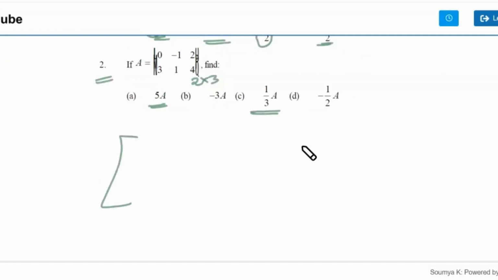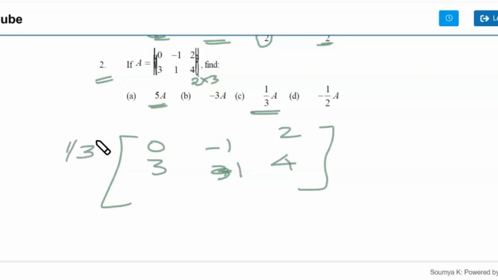So let the matrix be 0, 3, minus 1, 1, 2, and 4. Like this you can write. So it gets multiplied by the scalar 1 by 3. So every term should be multiplied by 1 by 3. Okay, 1 by 3 multiplied by minus 1, 1 by 3 multiplied 1 by 3, 1 by 3. Okay, so this is how you are going to write it.